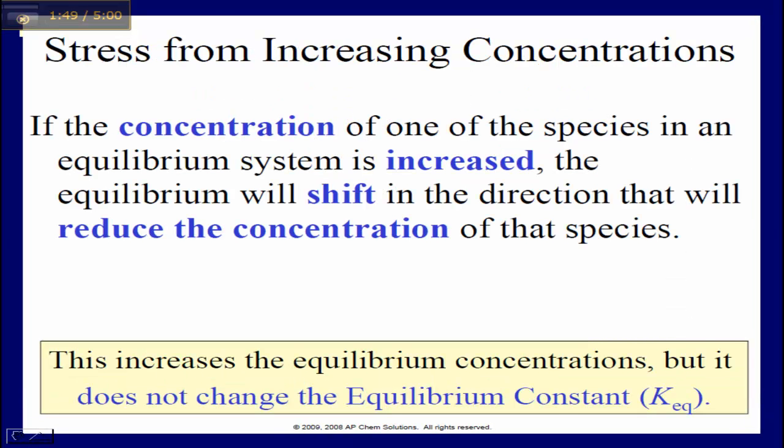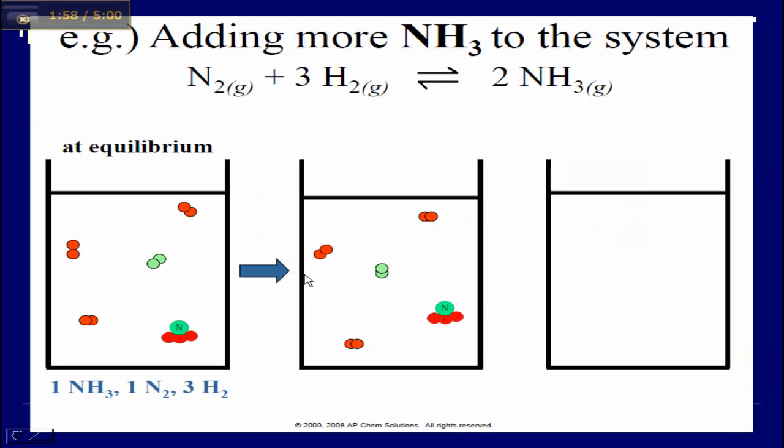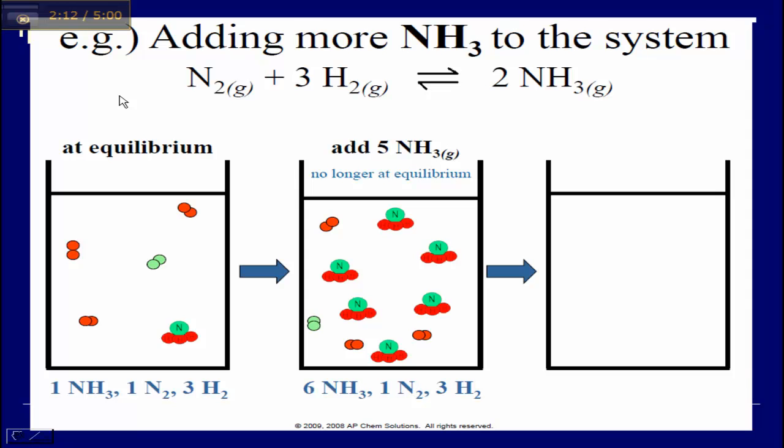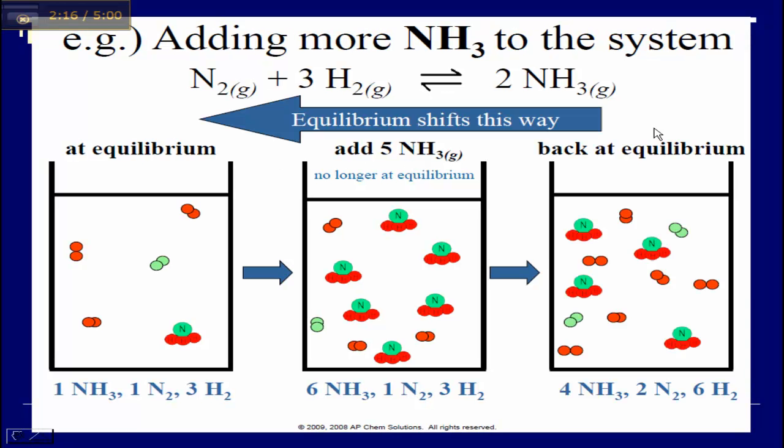If we increase the concentration, you're going to shift toward the direction that will reduce the concentration of that species. So for example, if we add more ammonia to the system, here's our ammonia. If we add more ammonia to the system, then that means more N2 and H2 are going to form. So our shift is going to go towards the left. So we're no longer at equilibrium by adding our 5 moles of NH3. So the equilibrium gets shifted to the left.